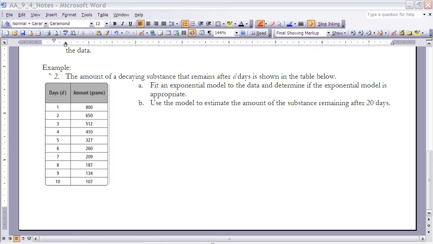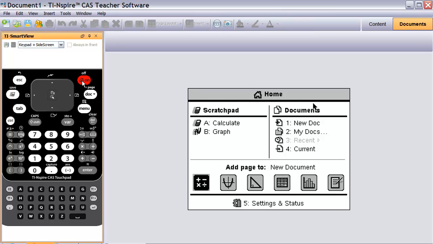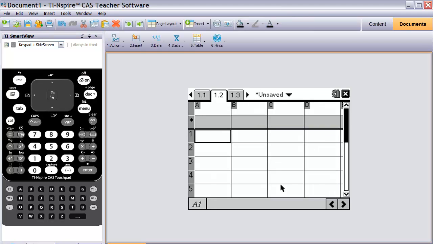So the first thing we need to do is come over to our calculator, and probably best to start with a new document when you do this. And then once you've started with the new document, you want to add a spreadsheet, so list and spreadsheet. When you do that, it will bring up this, and this is where we're going to enter our data. Make sure you put titles on each of these. So you might want to pause the video at this time and then go ahead and enter that data from your notes into those first two columns.